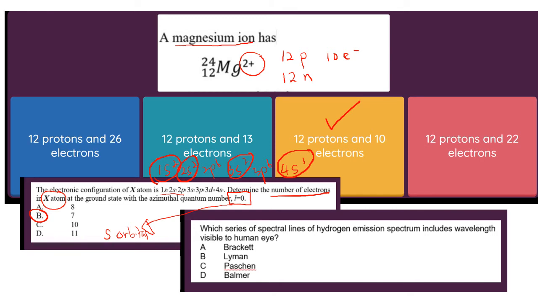Which series of spectral lines of the hydrogen emission spectrum includes wavelengths visible to the human eye? Okay, when visible to the human eye, it means the electron will drop to n equal to 2, which is the Balmer series. So the option is D. Brackett means the electron will drop to 4. Lyman, electron drops to 1. Paschen means the electron will drop to 3.